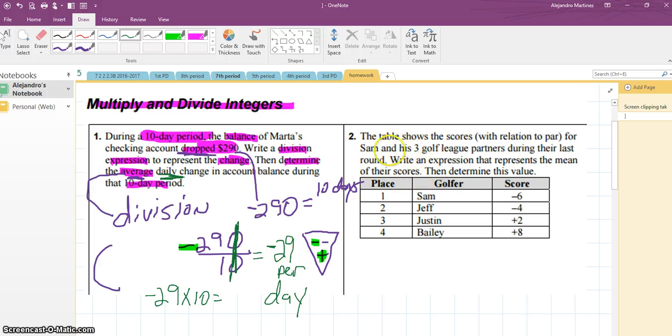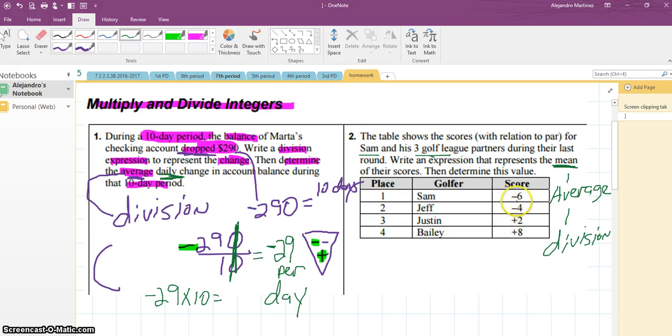Okay, number 2. The table shows scores with relation to par for Sam and his 3 golf league partners during the last round. Write an expression that represents the mean of the scores and determine its value. Mean, this one is measures of central tendency: mean, median, mode, and of course range. Well, mean is another word for average. And average, we know that means it's a division.